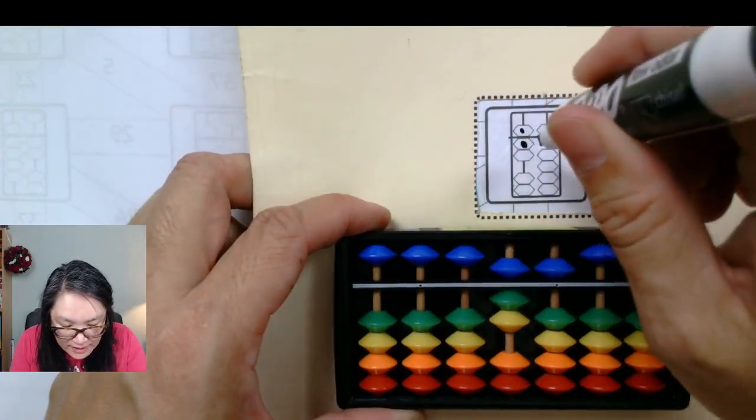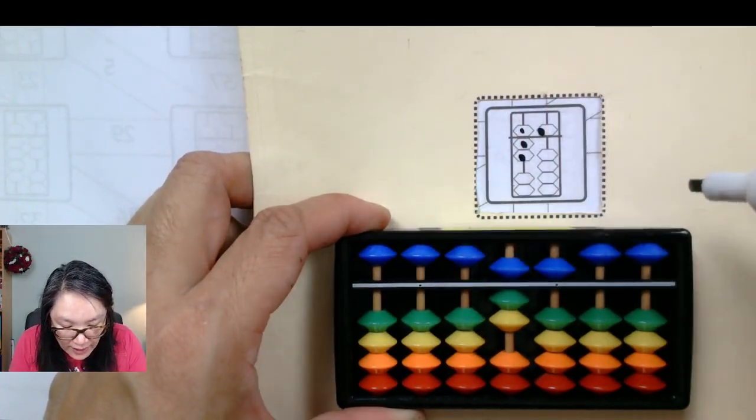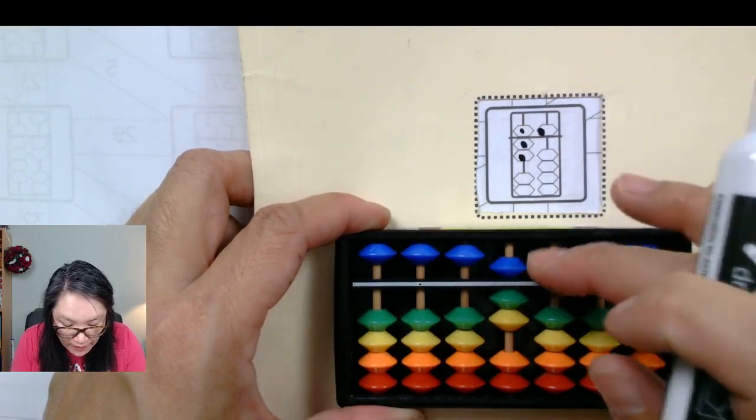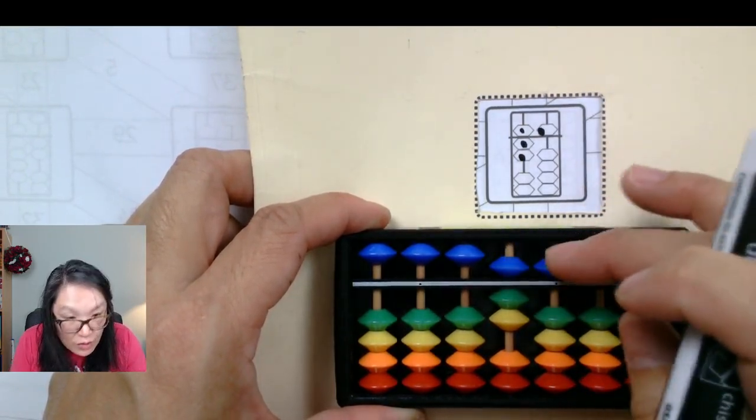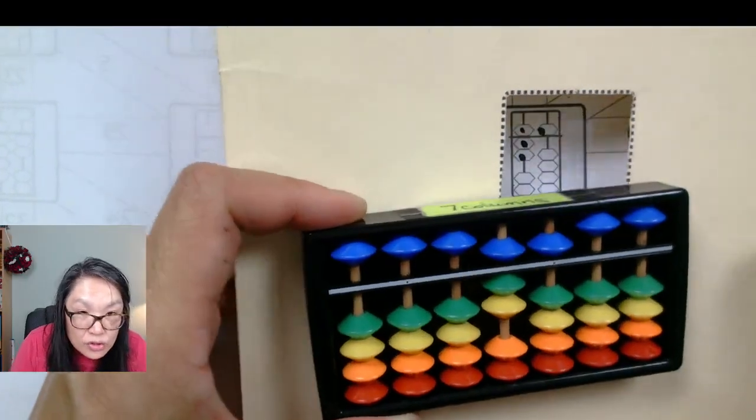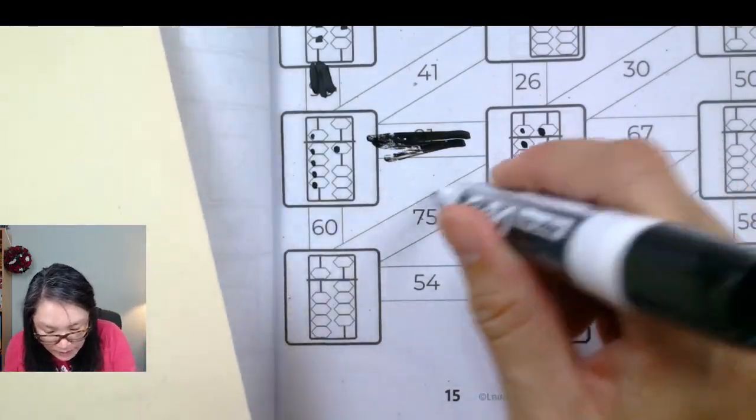7, 5, 6, 7. And then this is 5. So notice the top bead will always be 5. The value of 5 will always be the top bead. Just so you guys, whoever's coming in, I just want to make sure that they understand.